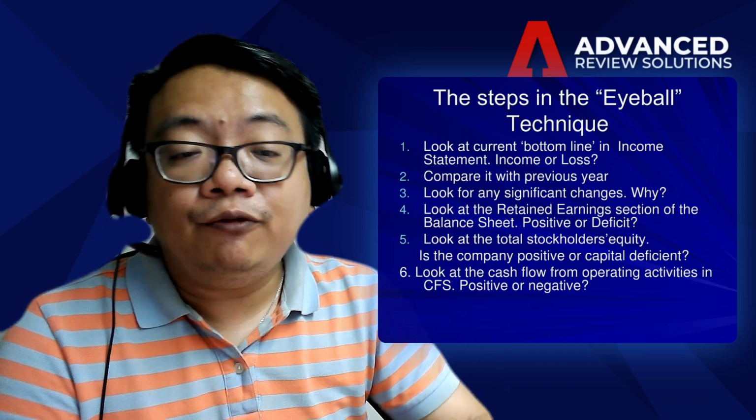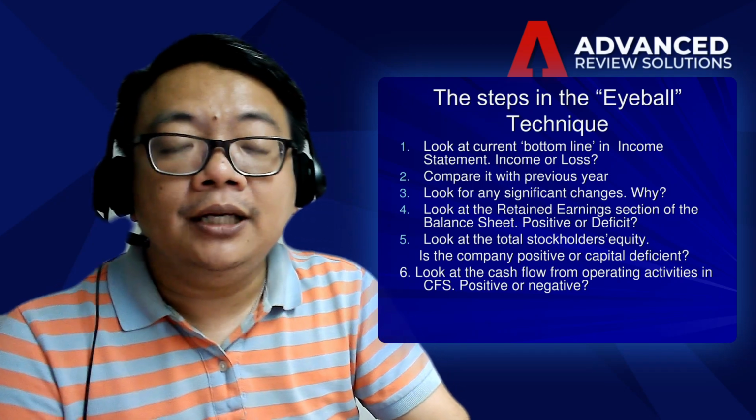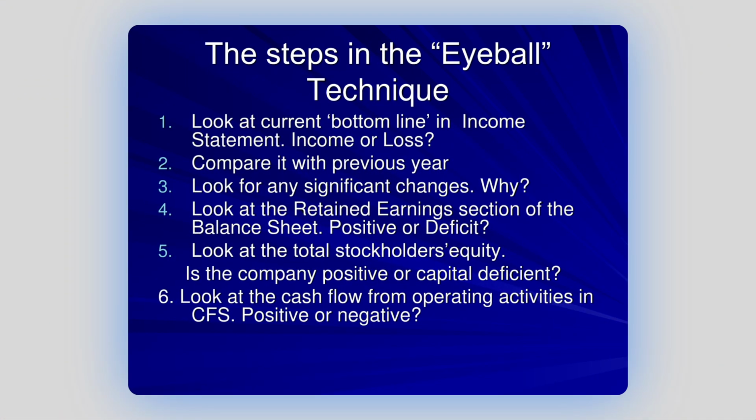Okay. And number four, look at the retained earnings. So steps 1, 2, and 3 are more on the income statement, and number four, look at the retained earnings, which is part of your balance sheet. Is it positive or a deficit? If positive, meaning to say the company is okay, or else it is a deficit. And number five, very important also, look at the stockholders' equity. Is the company positive or capital deficient?